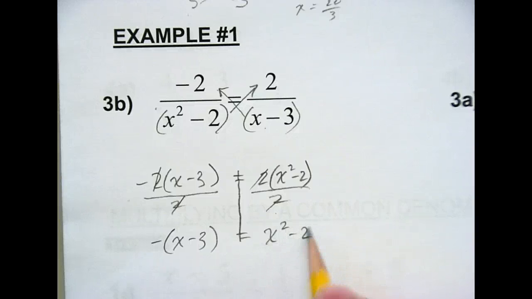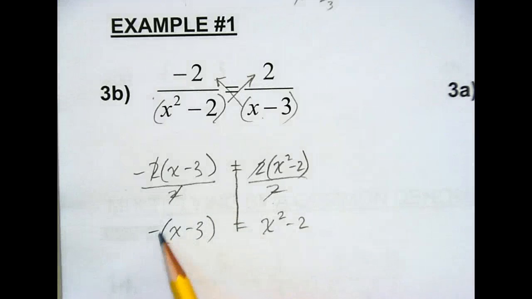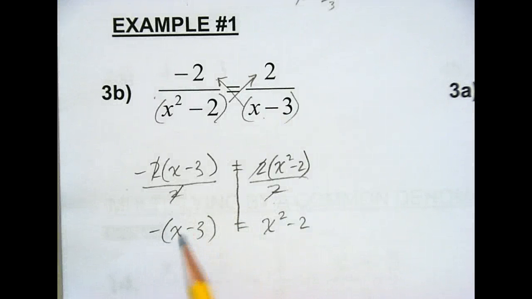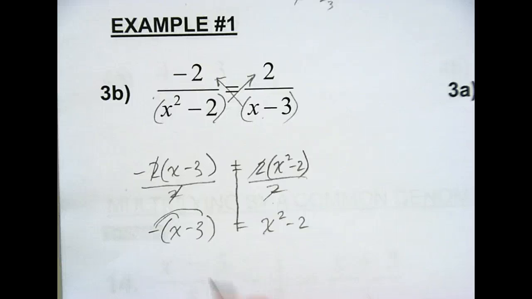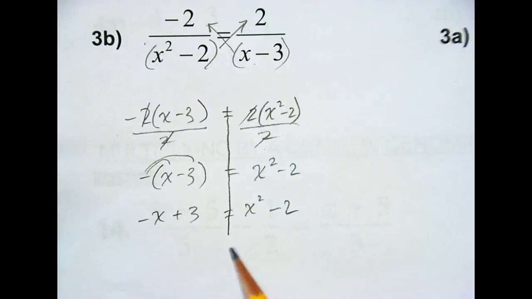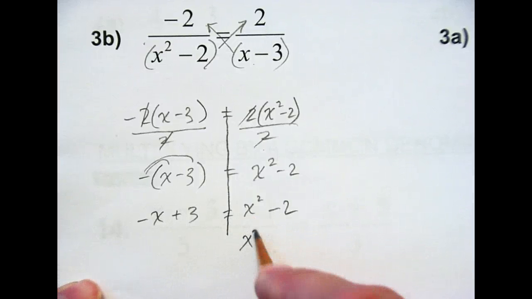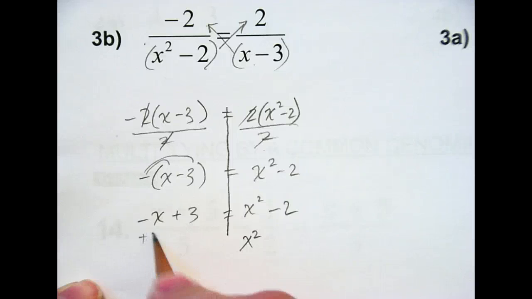Would it be better to distribute out that negative, or would it be better to just leave it? We're going to eventually have to distribute it out, so we might as well bring it in. So bringing in that negative 1, it gives us negative x plus 3 equals x squared minus 2. At this point, some of you will know what you're going to have to do to solve. What type of problem does that become? Quadratic. So we have that x squared over here. We're going to bring that x over by adding x, and bring that 3 over by subtracting 3.